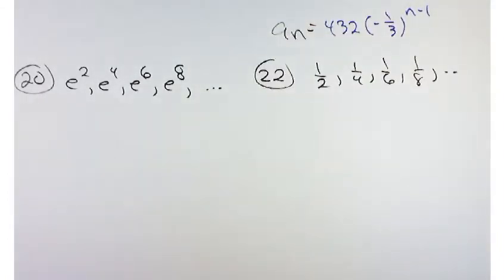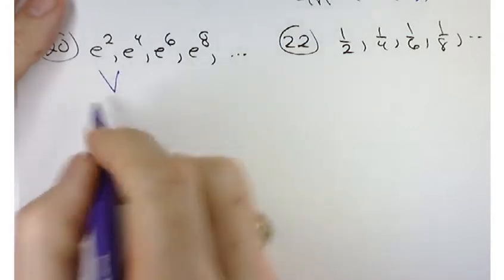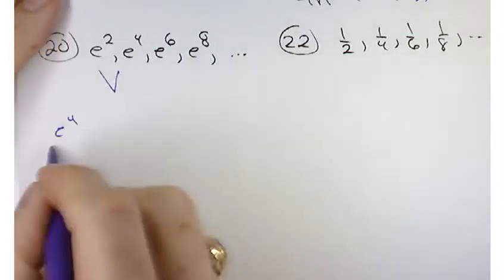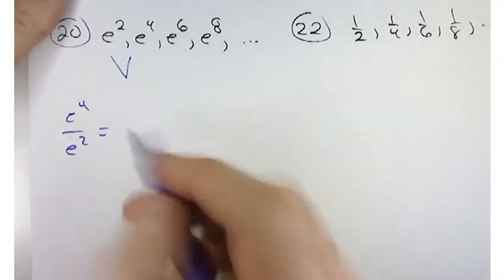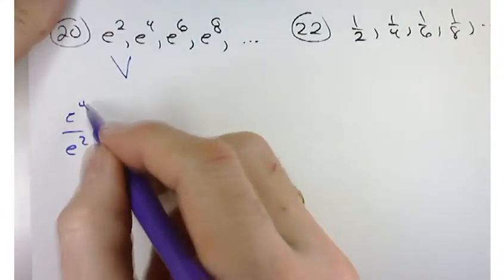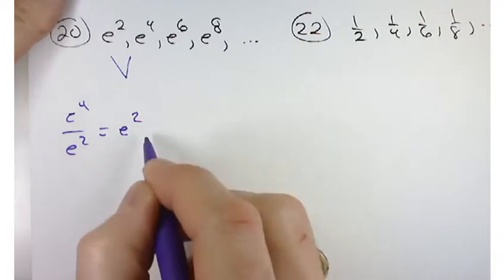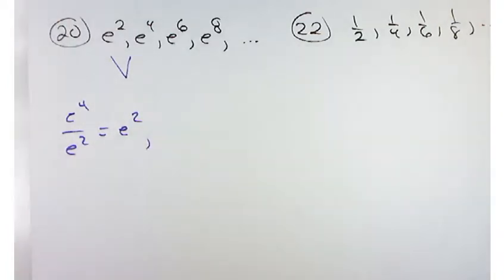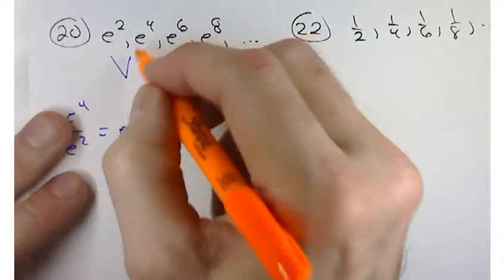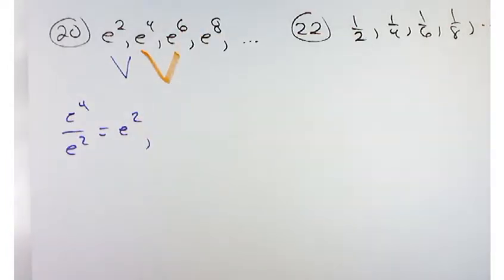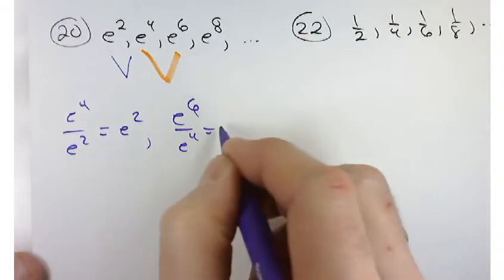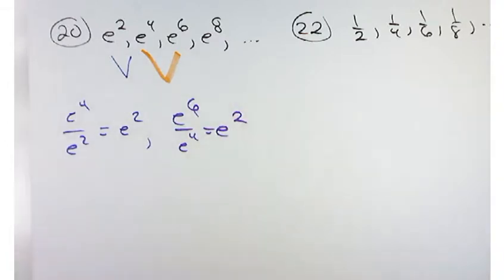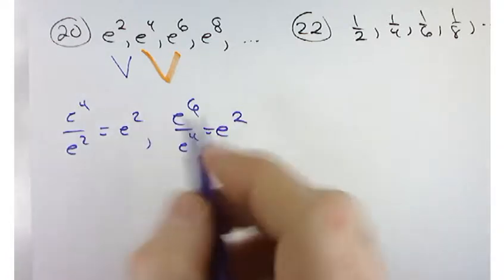What you should be doing is looking at adjacent terms. So e to the 4th divided by e to the 2nd. I hope you didn't take out your calculator, because you can just subtract the exponents. You get e squared. Let's try another pair of adjacent terms, say these two. e to the 6th divided by e to the 4th. e to the 2nd. So it's the same thing from one to the next. So that's your common ratio.